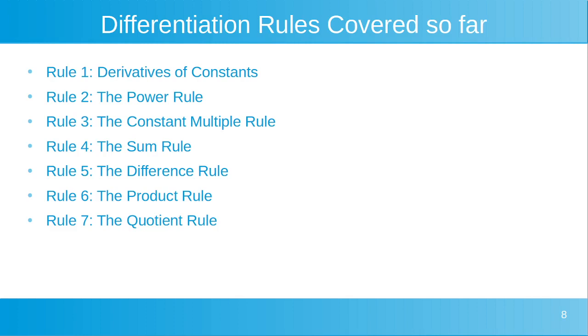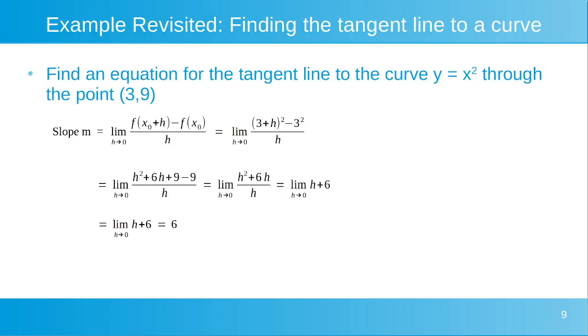So here are some differentiation rules that we've covered so far. We looked at the constant rule, the power rule, the constant multiple rule, the sum rule, the difference rule, the product rule, and the quotient rule. And we've also looked at instances where we can use the power rule with negative integers rather than the quotient rule in some particular cases.